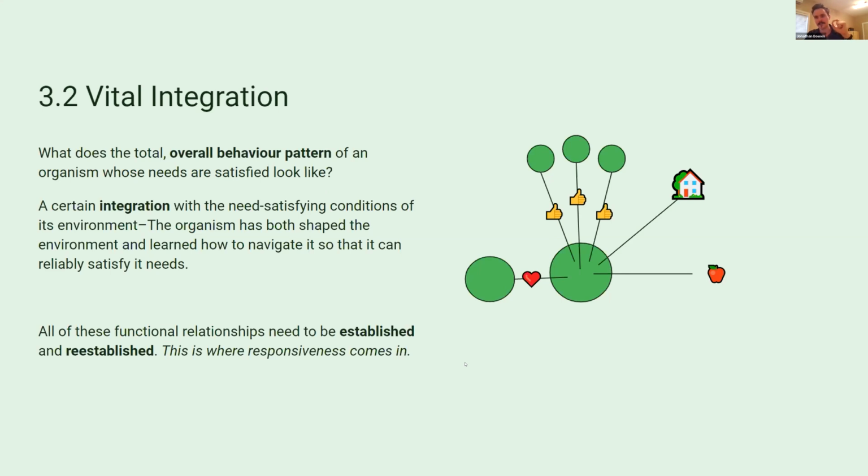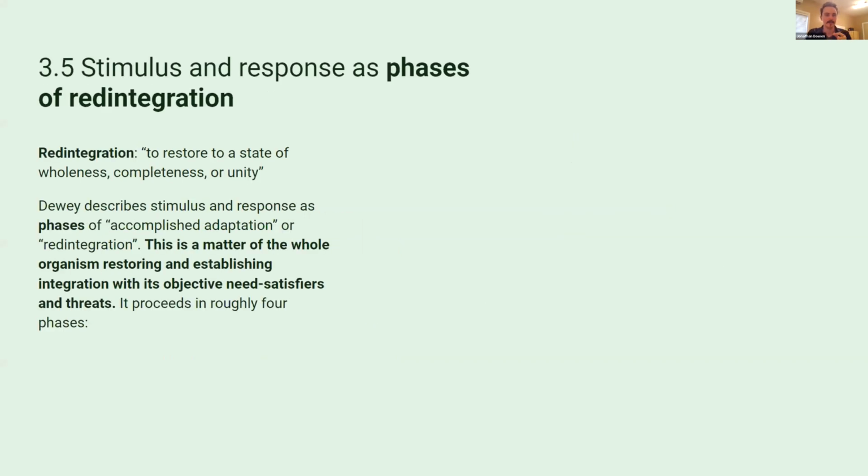But these functional relationships don't come for free. They have to be established. They take time to establish. It's a developmental process to establish them, and you have to reestablish them when they break. So this is where responsiveness comes in on this picture. Here is a great term, reintegration.